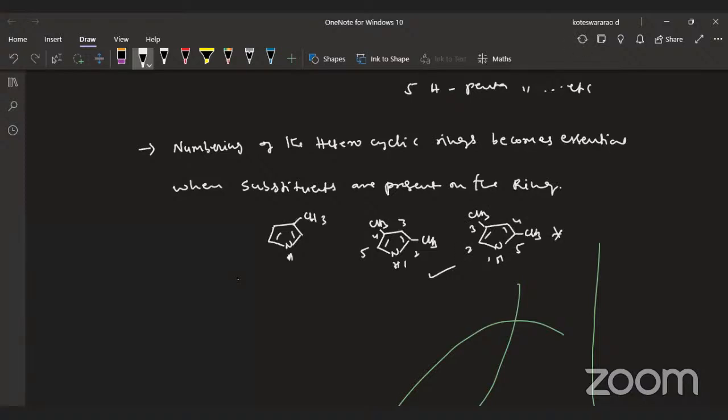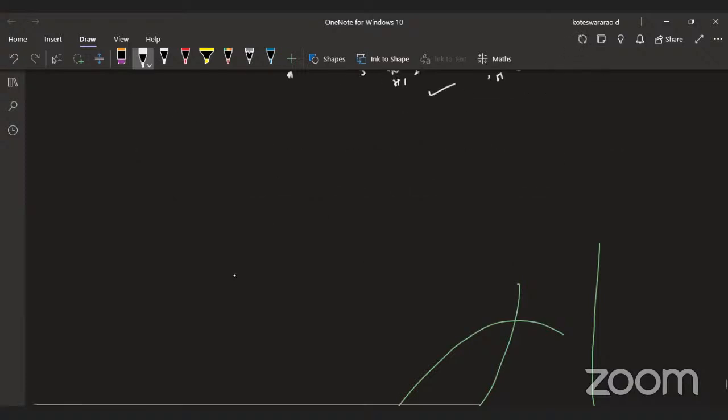It is wrong. You need to remember like that. Now the numbering of the heterocyclic rings becomes essential when substituents are present on the rings. Next, the heteroatom is assigned and the substituents are counted around the ring such that the substituent should get the smallest number. This is the rule you need to follow when you are numbering.